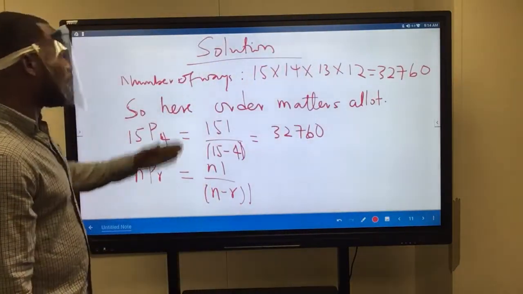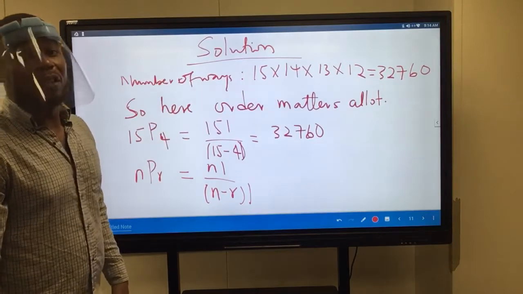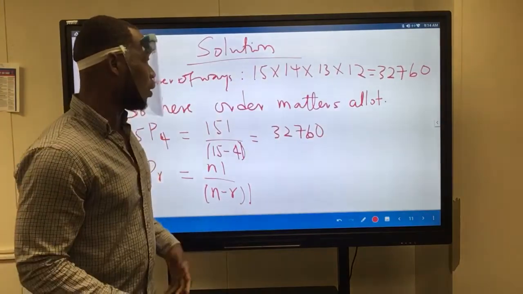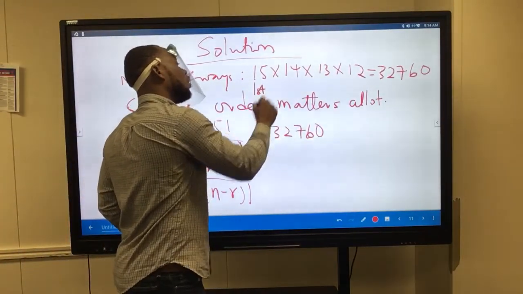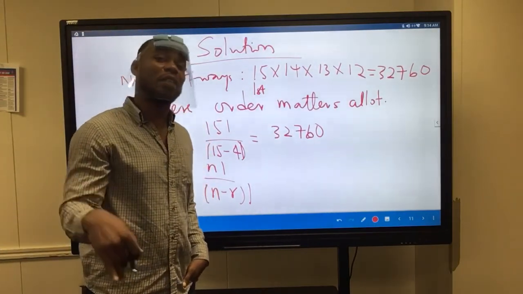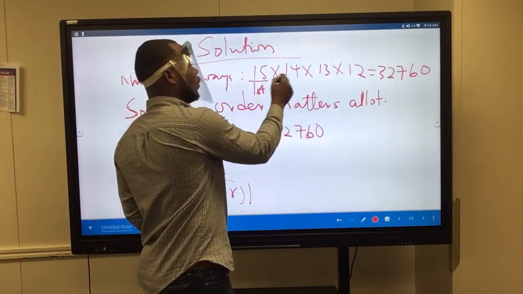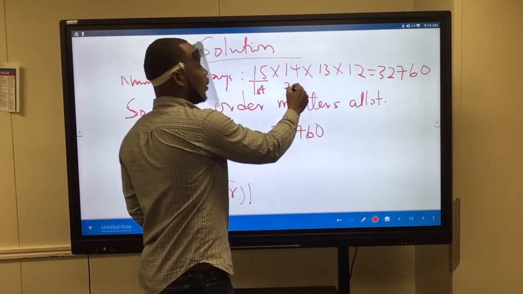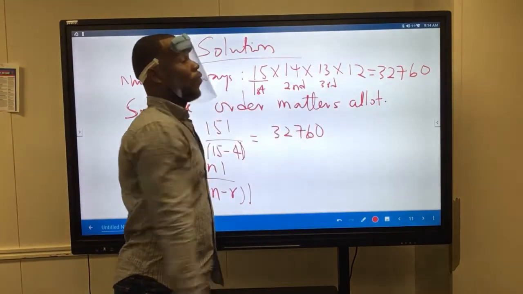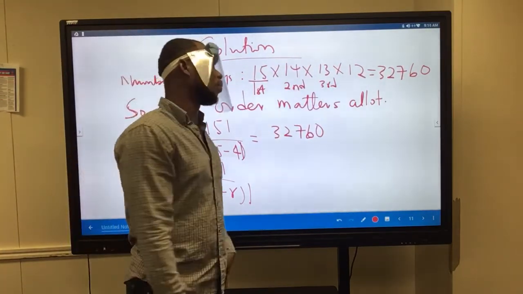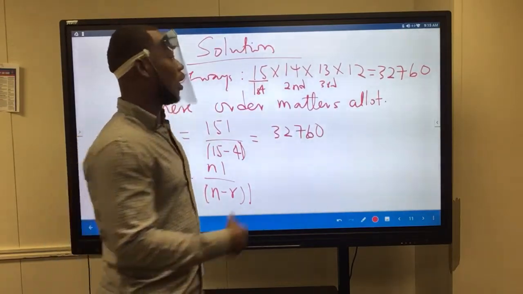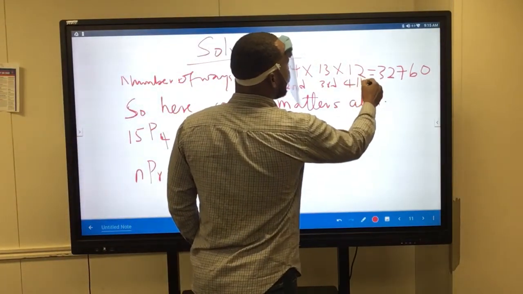Now, the number of ways of doing that. 15 people will be competing for the first position. If one of the 15 gets it, then it's left with 14 people who will be competing for the second position. So that's why it is 14 over here, for the second position, and this is for the third position. If one of the 14 wins the second position, now there are 13 people who will be competing for the third position, up to the 4th position, where only 12 people will be competing for it.